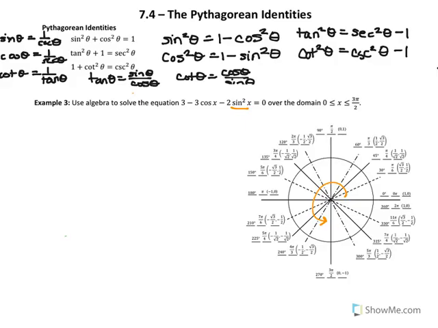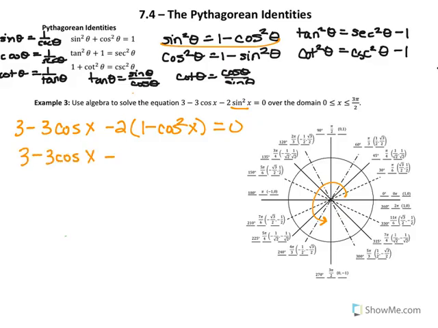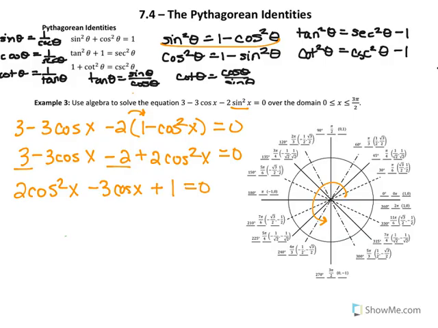So I'm going to change that sine squared theta, or x, to be 2 times 1 minus cos squared x, because I can use this rule right here. So we have 3 minus 3 cos x minus 2 plus 2 cos squared x, and now I'm going to write this in descending order. So I have 2 cos squared x minus 3 cos x plus 3 minus 2, so plus 1 equals 0.